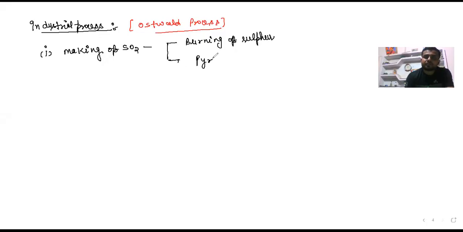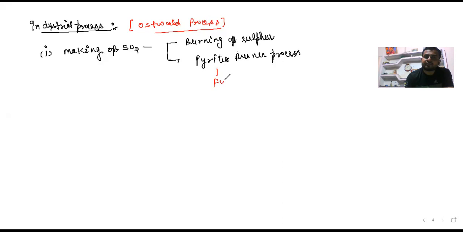Pyrite burner process. What is a pyrite burner, beta? What is pyrite? Basically, the sulfide ore of any metal is known as pyrite.